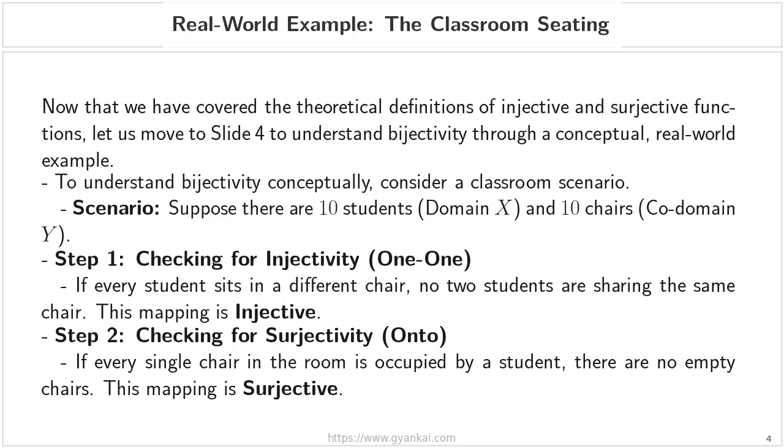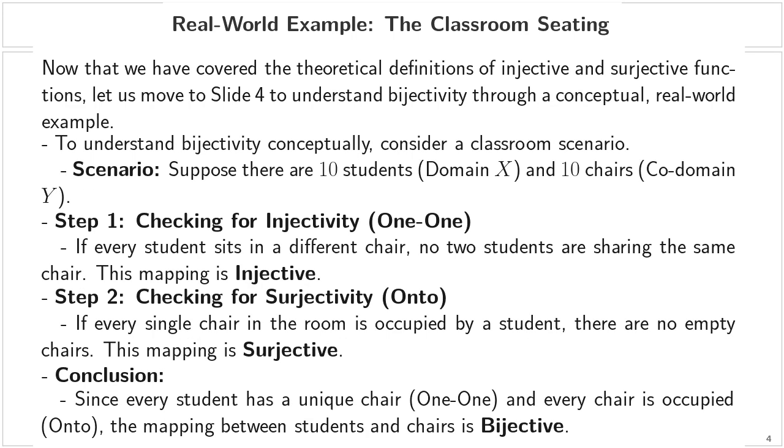Next, we must check for the second condition, surjectivity, or the onto property. If every single chair in the room is occupied by a student, leaving no empty chairs remaining, then every element in our codomain is being used. This confirms that the mapping is surjective. In conclusion, because this scenario satisfies both conditions, every student has a unique chair and every chair is occupied, we have a perfect one-to-one correspondence. Thus, the mapping between the students and the chairs is bijective. Understanding this physical analogy will make it much easier for us to tackle the formal mathematical proofs and algebraic examples that we will see in the next section.